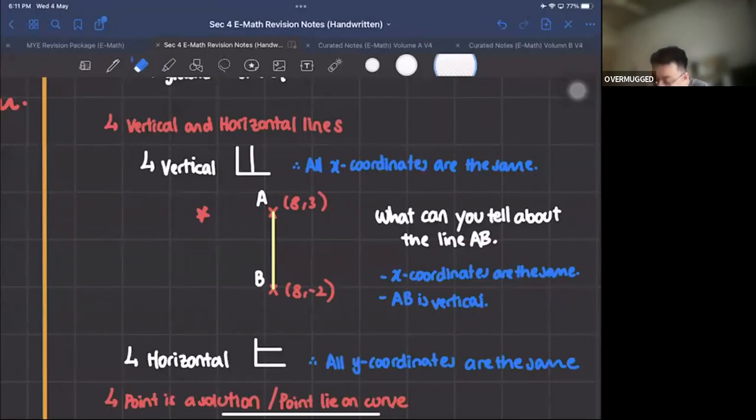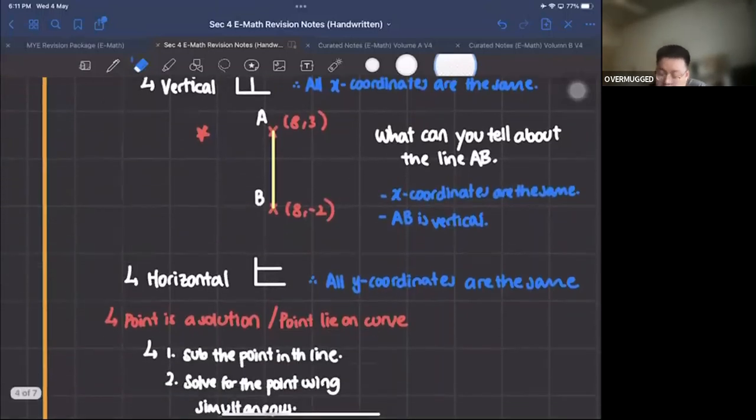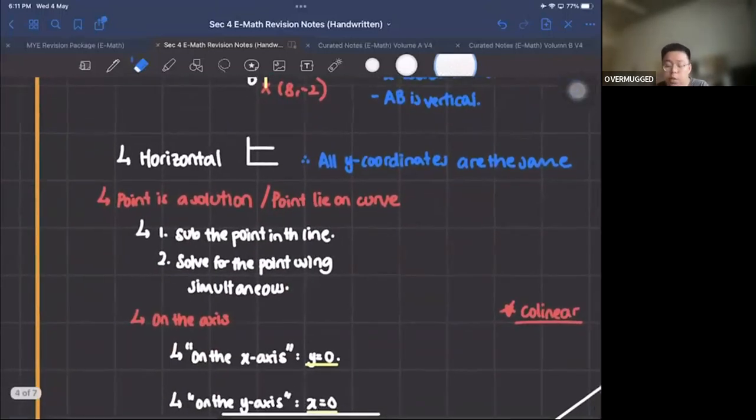This is important. Sometimes questions will give you 2 points and ask, what can you tell about the line AB? We'll just use this. The x coordinates are the same, so AB is vertical. That's how we tell. Same thing for the horizontal line. The y coordinates will be the same.